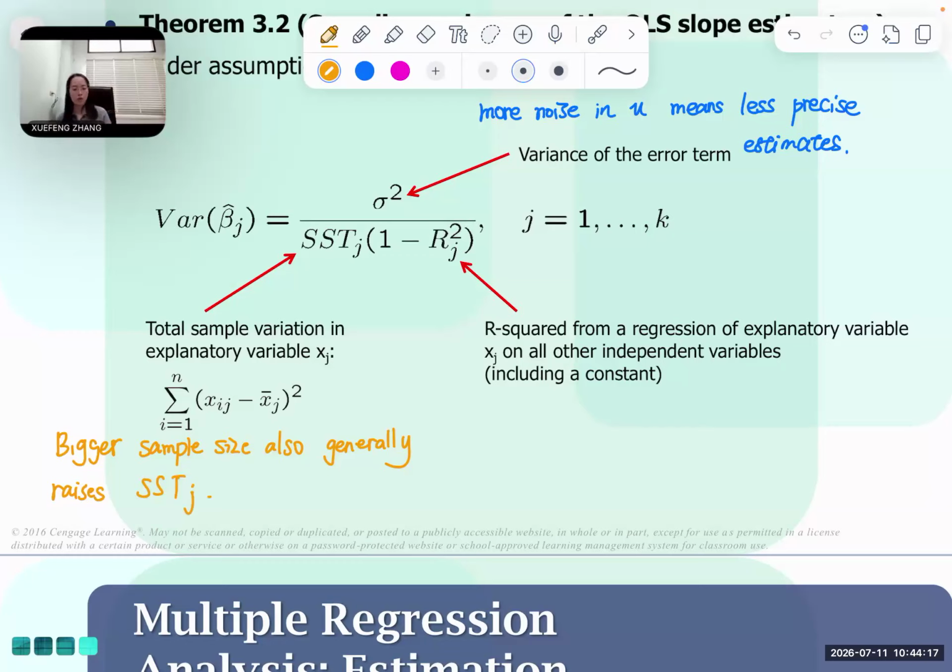Which means more data helps. Next part, Rj squared. This is the new important one. Okay, so let's see: R squared from a regression of explanatory variable xj on all other independent variables, which means xj on all other x, and including a constant.